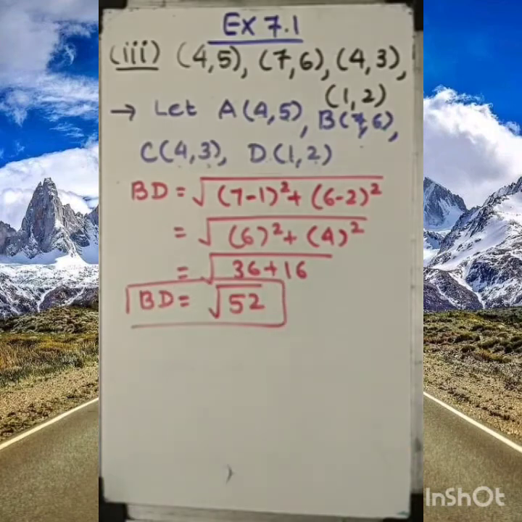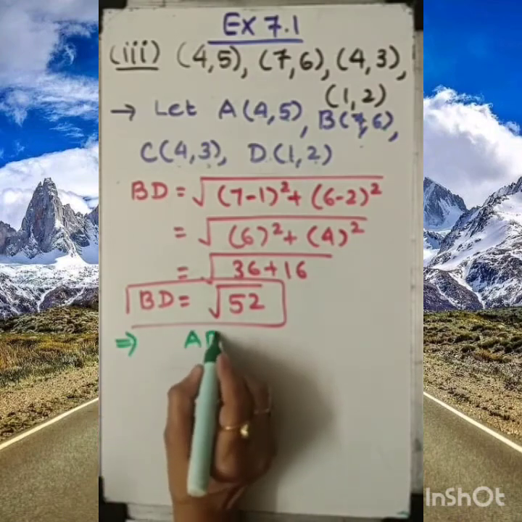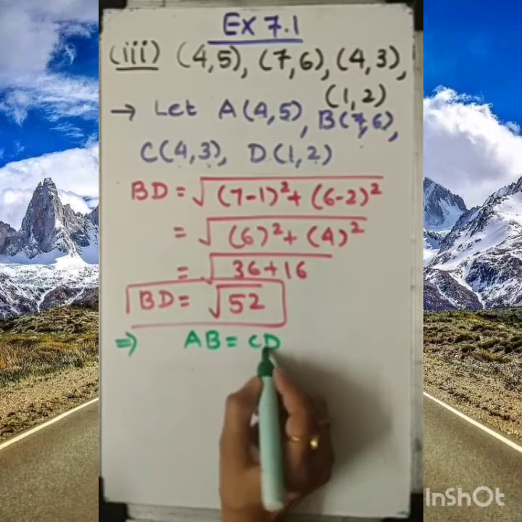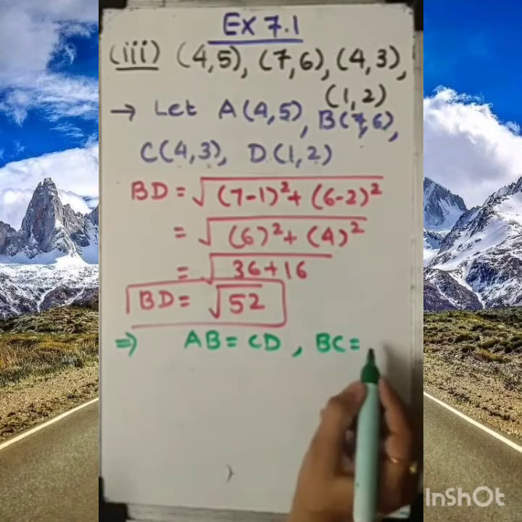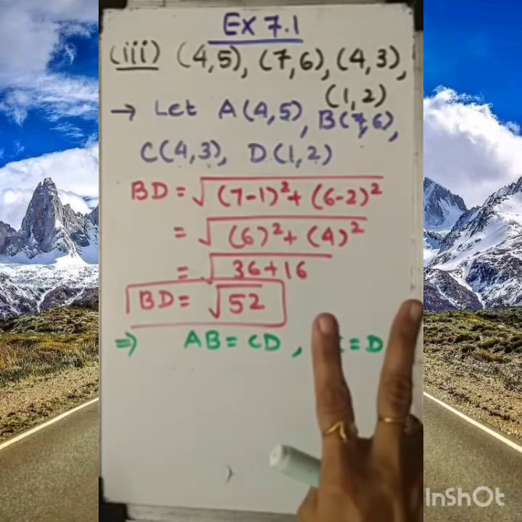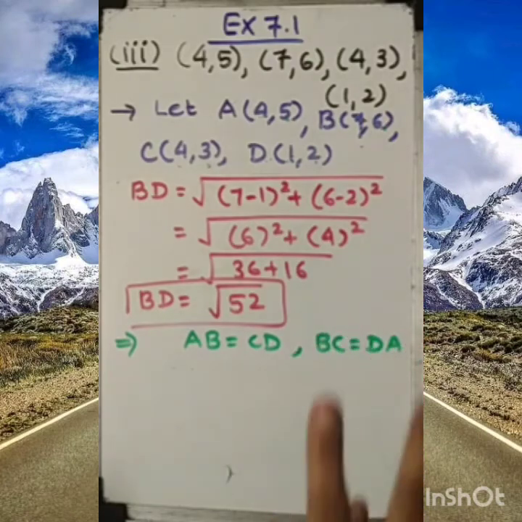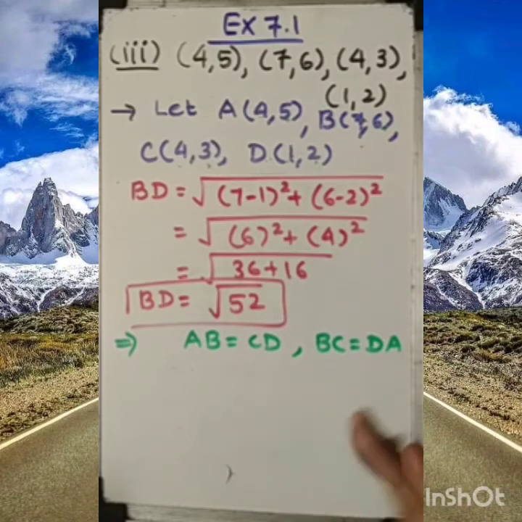So finally, let us come to the conclusion. As here, clearly we can say the two sides AB and the other side CD are equal. Agree? And BC is equal with DA. Opposite sides are equal, then there are two options. Whenever opposite sides are equal, it may be a rectangle or a parallelogram. Now, how to decide? Either it is a rectangle or a parallelogram, then we need to proceed towards the diagonals.